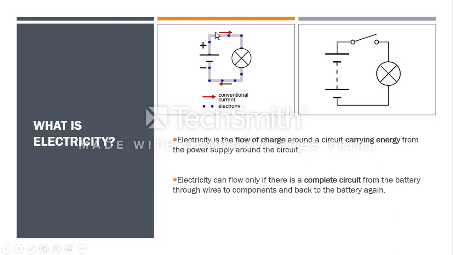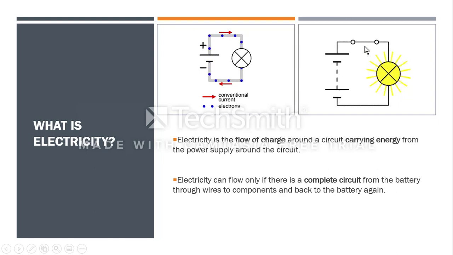However, current flows from the positive to the negative. So try not to mix up your physics and your chemistry. Okay, right, so our electrons are flowing, and electrons are charged particles. So electricity is the flow of charge around the circuit, carrying energy from the power supply, which is here, around the circuit. Okay, now the energy can only flow if there is a complete circuit from the battery through the wires to components and back to the battery again.